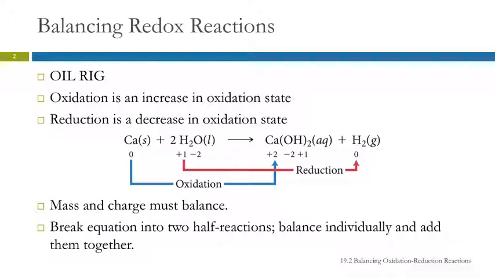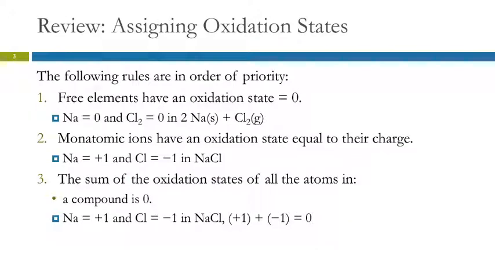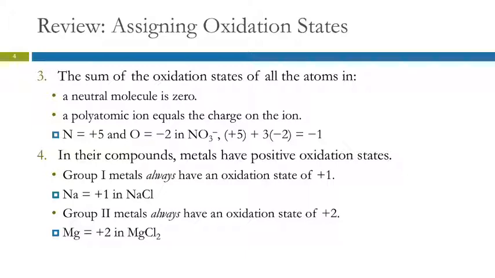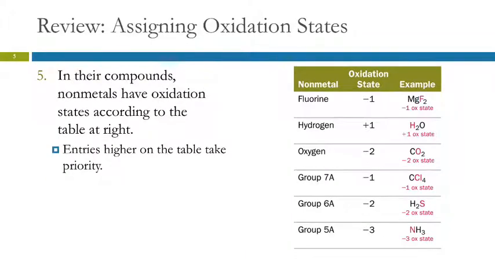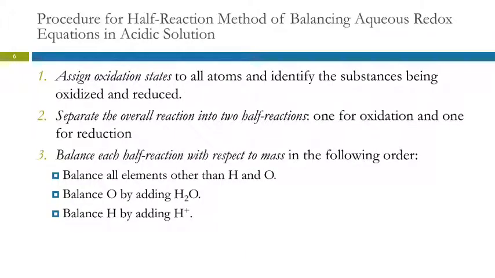And so what I'm going to teach you is the half reaction method for balancing redox reactions. So what we do is we break the equation into 2 half reactions, one for oxidation, one for reduction. We balance each of them separately and then add them back together. Here's a review of oxidation states. I don't think we need to go over that because we just learned about that. Let's go to this. Here's the procedure.